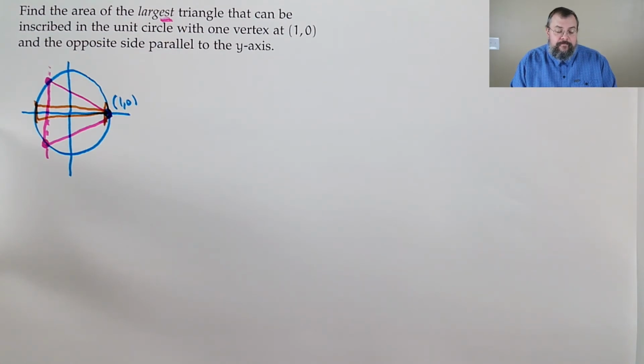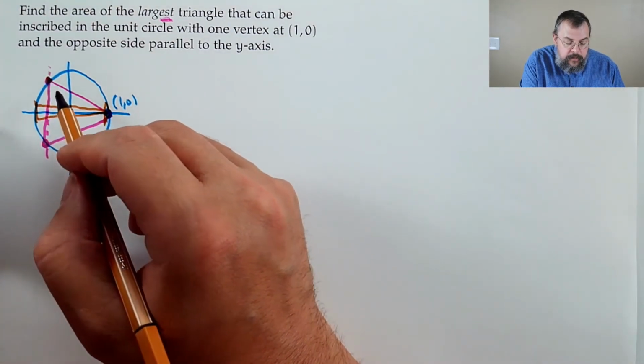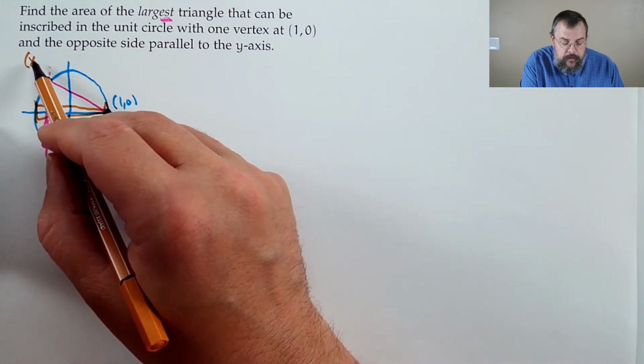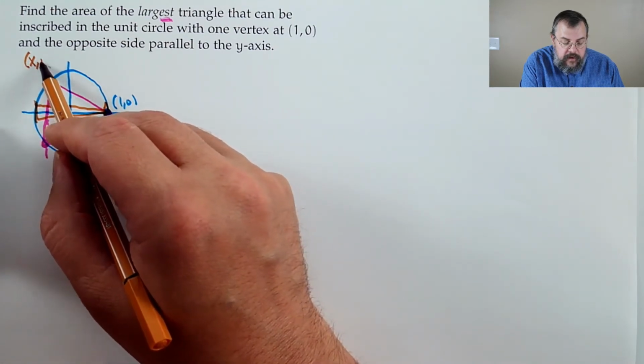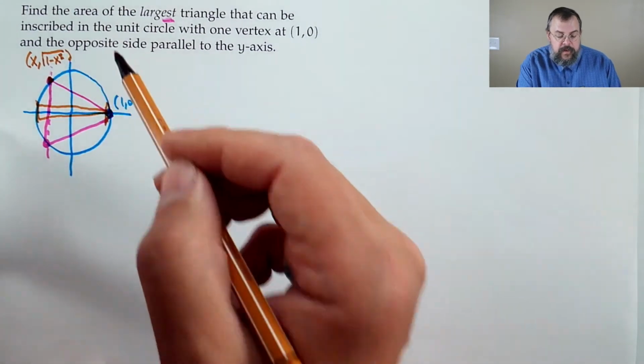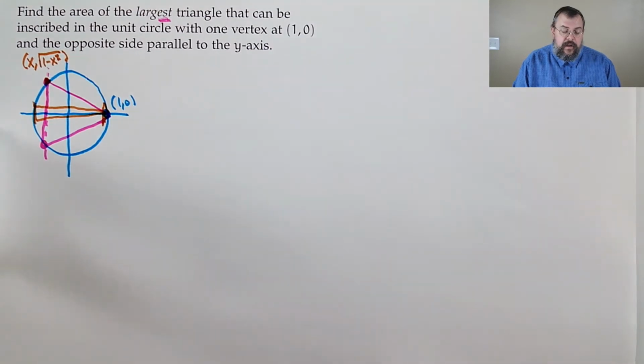Okay, so what can we do? Well, let's think about this point. Where is it at? Let's say the x-coordinate is x, and then the y-coordinate is the square root of 1 minus x squared. All right, so there we go. That's our location.